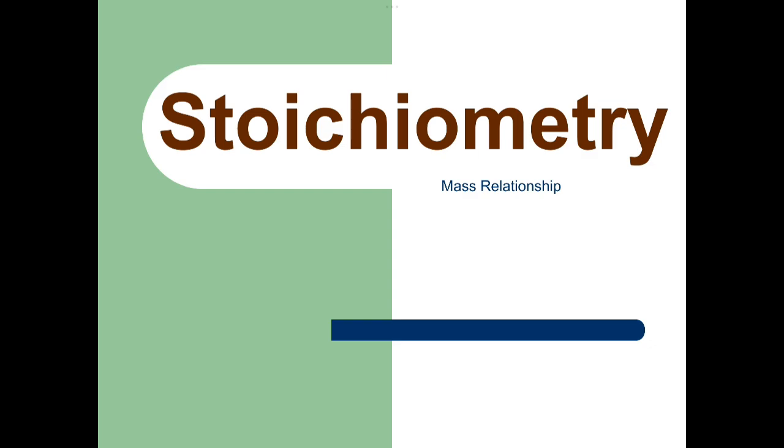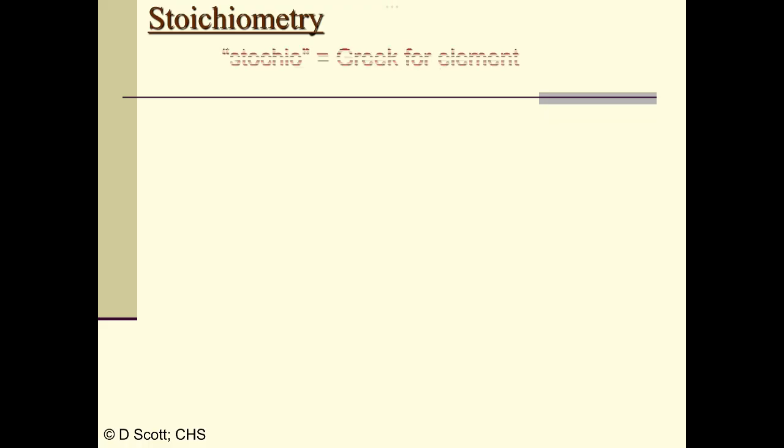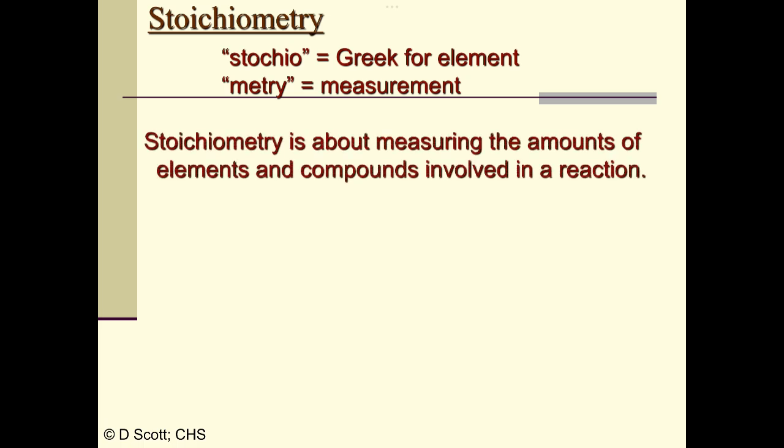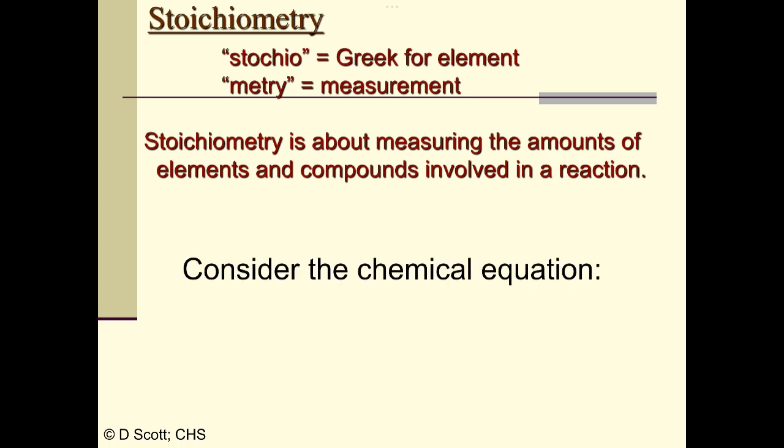And for today's video, I'll be discussing stoichiometry mass relationship. So let's have a little review. When you say stoichio, it means Greek for element, and when you say metry, it means measurement. So when you combine them, stoichiometry is about measuring the amounts of elements and compounds involved in a reaction.